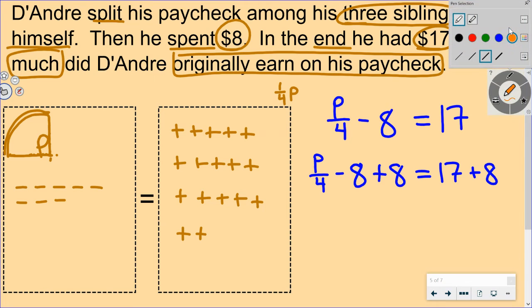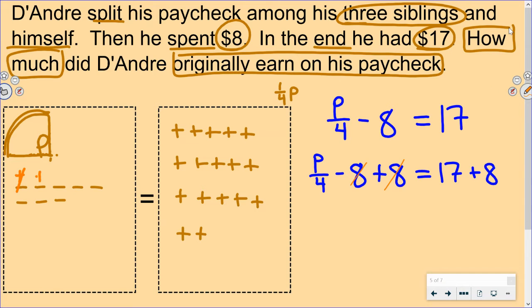And in this case, naturally, -8 plus 8 cancel out. But how do we show that, by the way? How do we show that with our drawing? Well, I imagine a 0 pair, and we'll talk more about this as time goes by. But to get rid of +1, or to get rid of -1, we add, right?